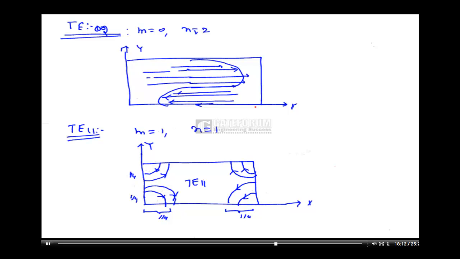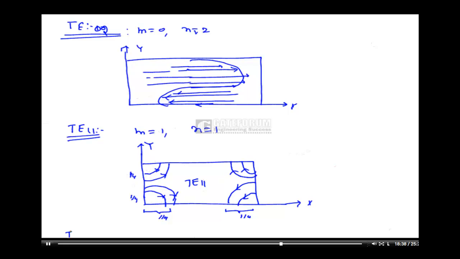So along the y-axis we have a total of 1/2 cycle, and along the x-axis only 1/2 cycle. Don't consider this as 1 and this another half. The entire thing is only half cycle. Along the x-axis it represents only half cycle. So this is a way of representing TE11.